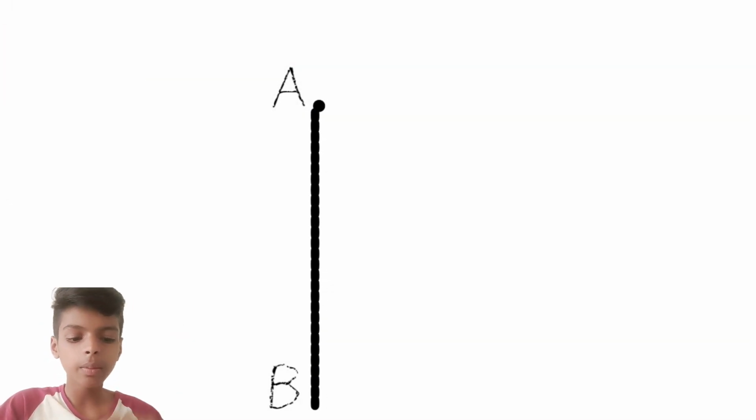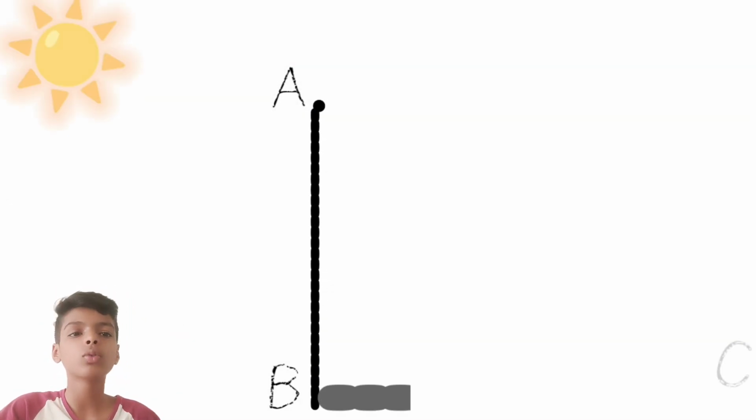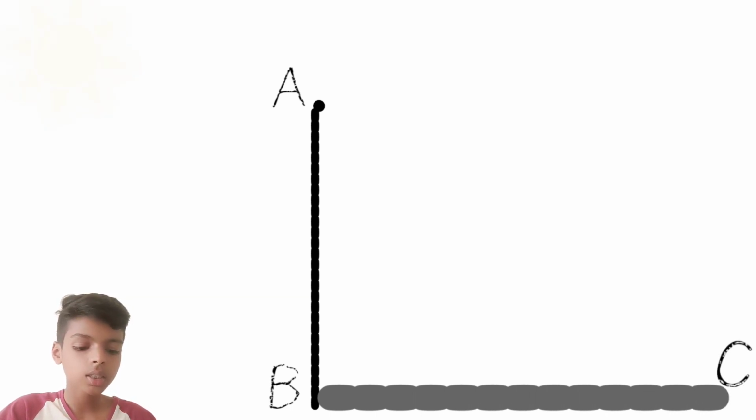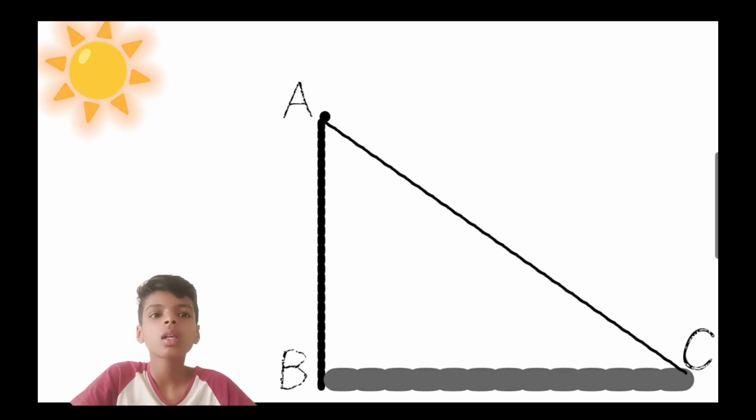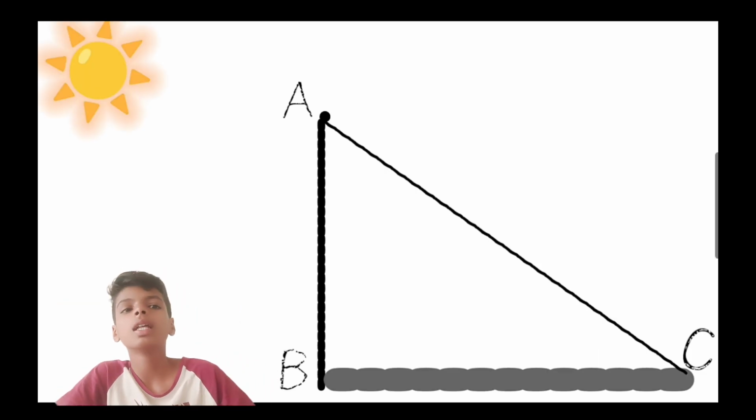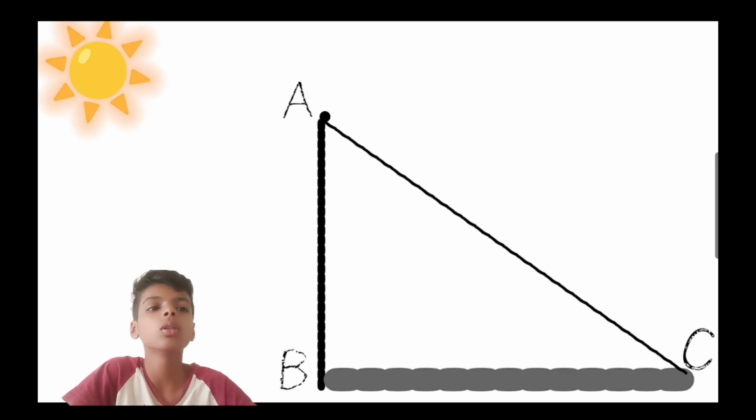In this slide, let A be the pole of which we have to measure the height. Let's extend it to point C where the shadow of the pole stops and join AC. Now we have got a triangle ABC. So now let's measure the length of BC, which is the shadow of the pole.